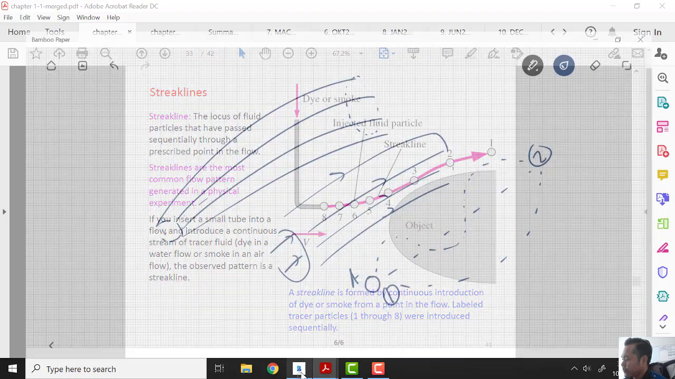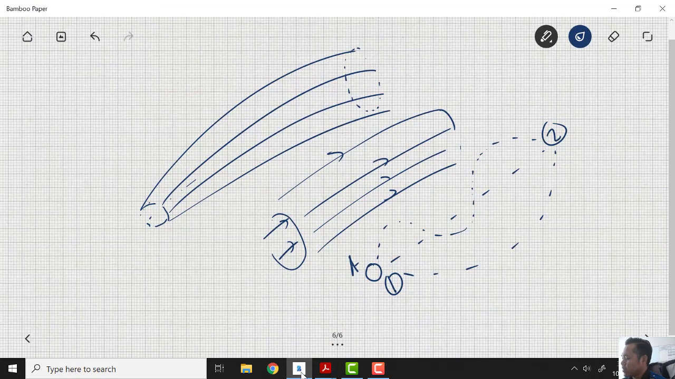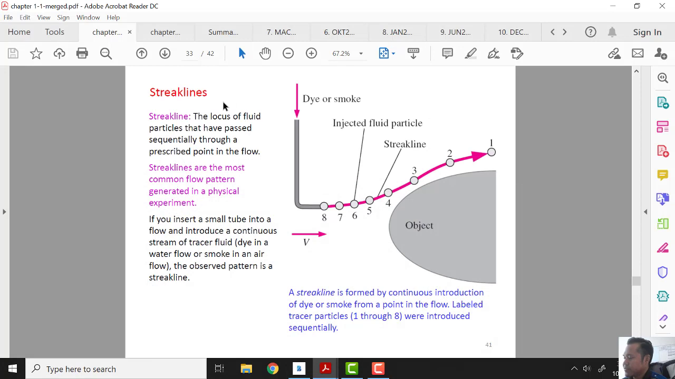So we have here, before, particle A. Now particle B is also moving using the same path line. Particle C is also moving on the same path line, and D also moving on the same path line. So now the path lines become a straight line. That's the difference between the path line, streakline, stream tube, and streamline.